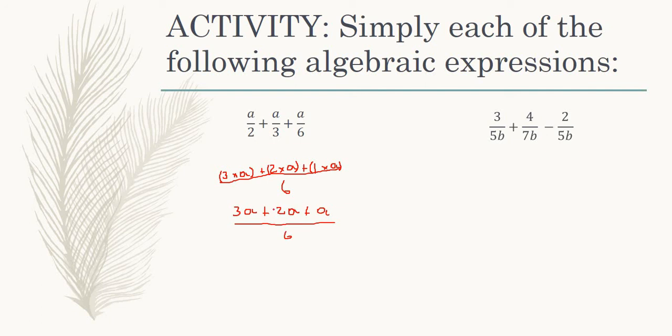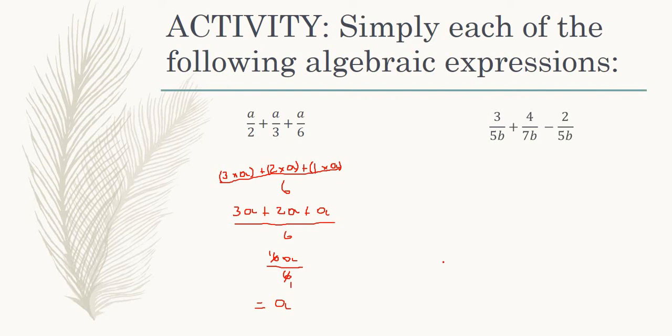Then we combine. Note that all three terms have a there. They are like terms, so they can be combined to give us one term. So 3a plus 2a is 5a, plus one more a is going to be 6a. So it's going to be 6a all over our common denominator of 6. But note, the 6 can divide 6 here. So 6 into 6 is just 1, and 6 into 6 here is just 1. So what we're left with is just a. So our final answer for this problem is going to be a.